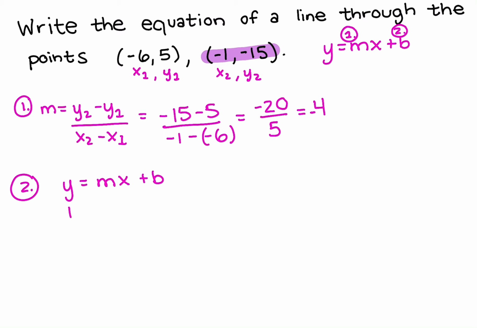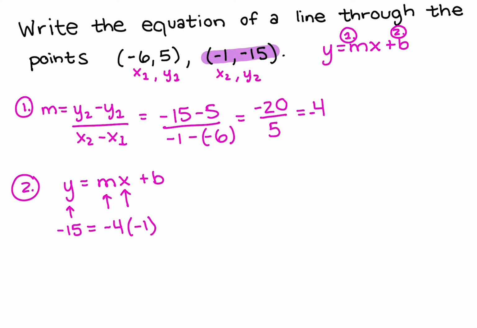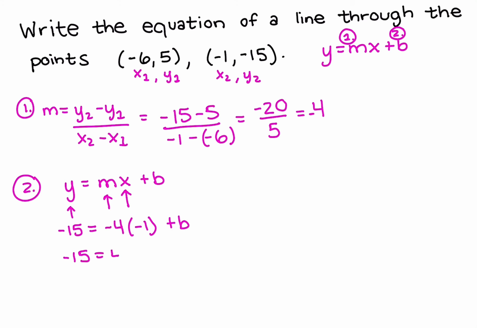And I'm going to replace y with the y value of the point, which is -15. I'm going to replace m with the slope we found in the first step, which was -4. I'm going to replace x with the x value of the point, which is -1. And then I am going to write plus b. So we end up with -15 equals -4 times -1, which is +4, plus b.